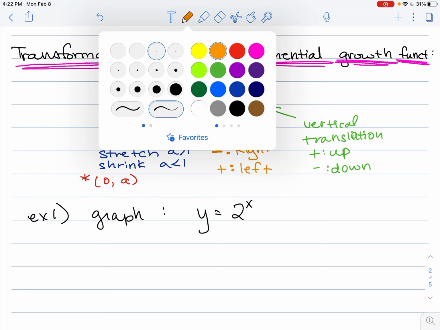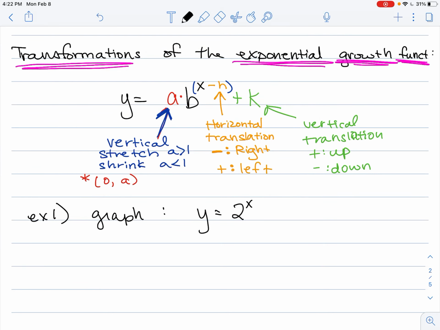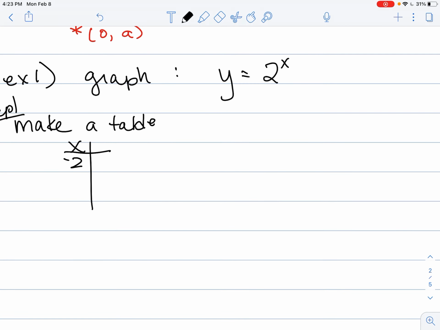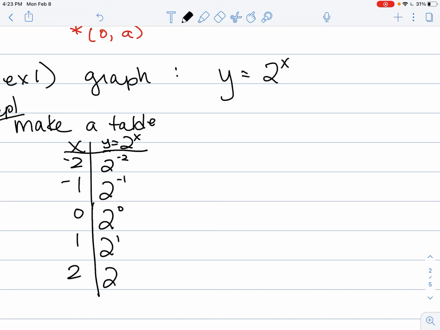Let's say, for example, you want to graph the function y equals 2 to the x. So let's go ahead and make a table. That's our step 1. Let's pick some values of x: -2, -1, 0, 1, and 2. We're going to plug those into y equals 2 to the x. So we've got 2 to the -2, 2 to the -1, 2 to the 0, 2 to the 1, and 2 to the 2.